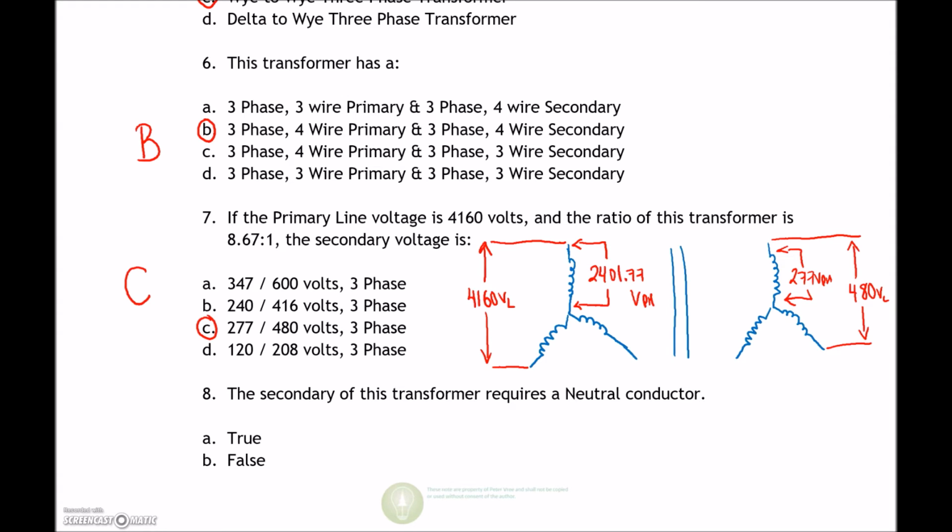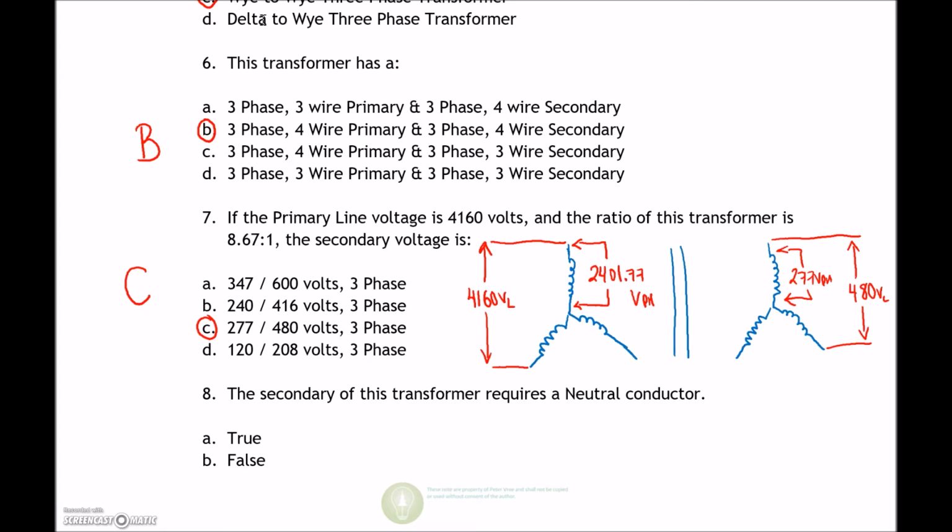Okay, out of those guys, because you're tight for time on this one, right? So I would have just taken the line voltage, done 4160 divided by 8.67, found that the line voltage was 480, looked over here, that's only one option right here, so the answer is C, and you move on. If you have time, double check your phase values as well.